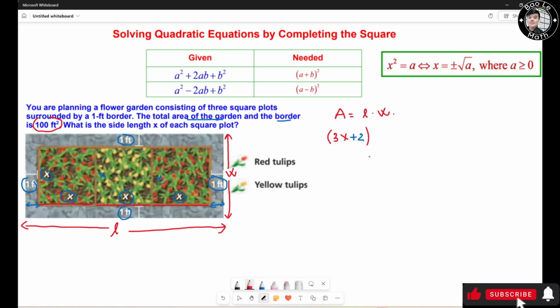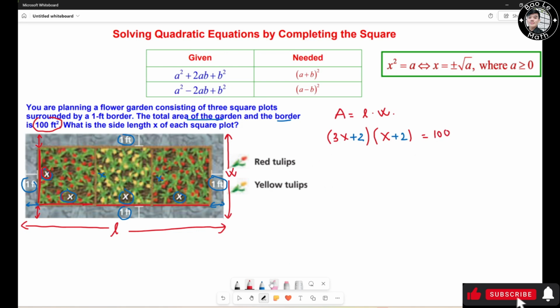Alright. Multiply by the width. I have the width from here to here is going to be S, right? And then the width of the border right here is going to be 1, and the width of the border right here is going to be 1. So total I have 2. I need to add 2, right? And then this guy equals 100.